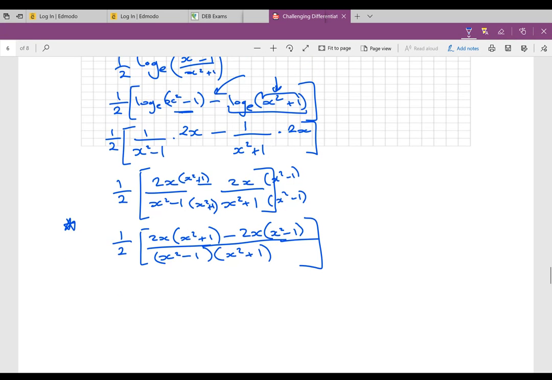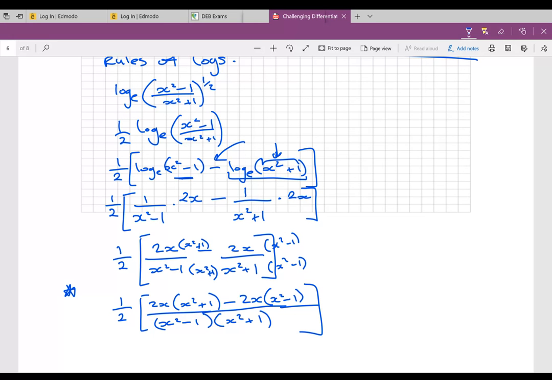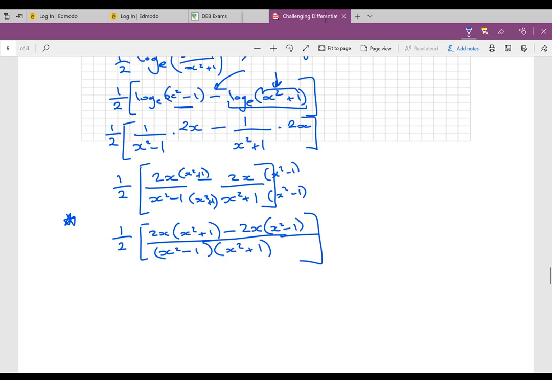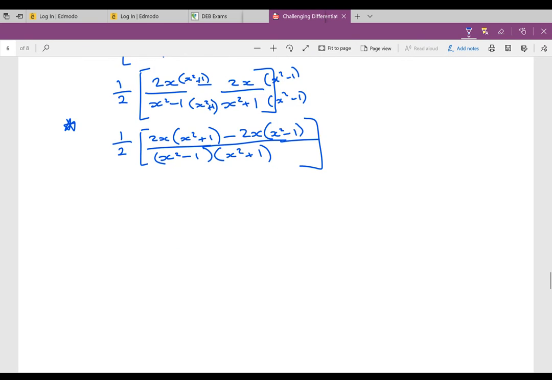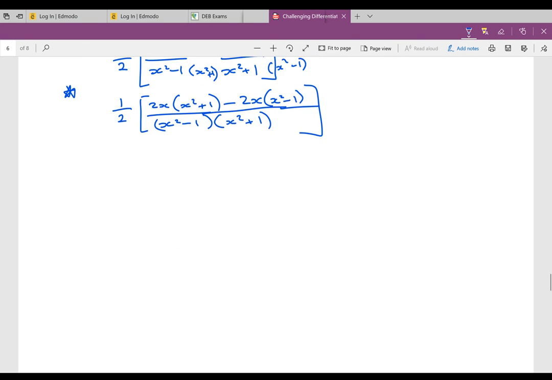By the way, also at this point, I should have noted, you could have looked at saying a half log e of (x squared minus 1) minus a half log e of (x squared plus 1). You could have also applied the half on both of them rather than leaving it outside the bracket like I have. There's a couple of alternative ways of doing this question.